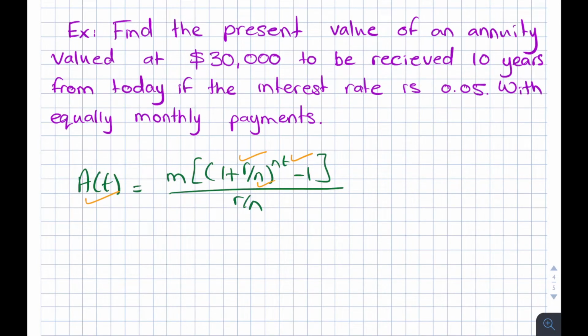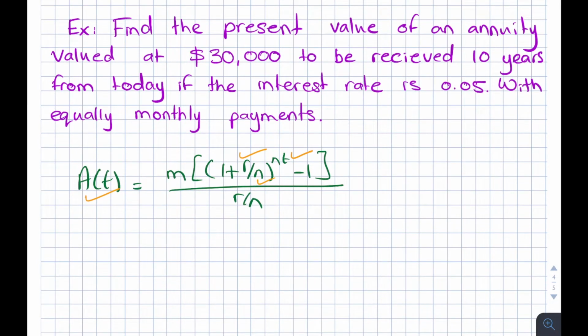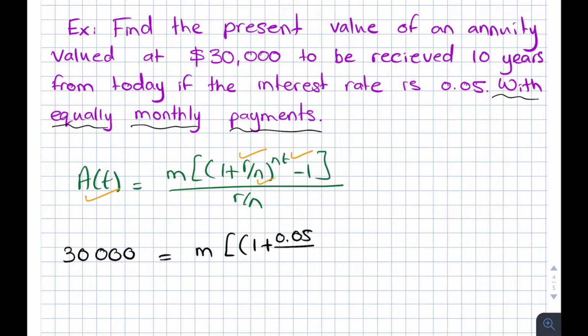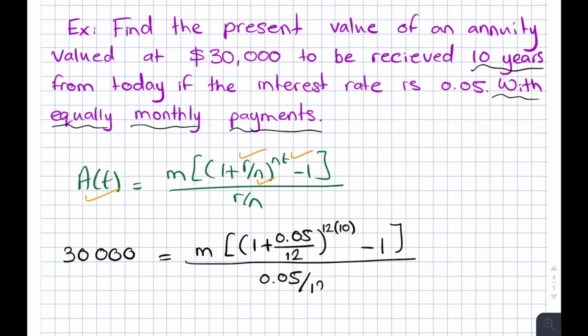So from here we're going to solve for m. So our A of t is 30,000, is equal to m times (1 plus 0.05 divided by our n, which is 12 because we have equally monthly payments) raised to the 12 times 10, which is our years, minus 1, and then all of that is divided by 0.05, which is our rate, divided by 12.